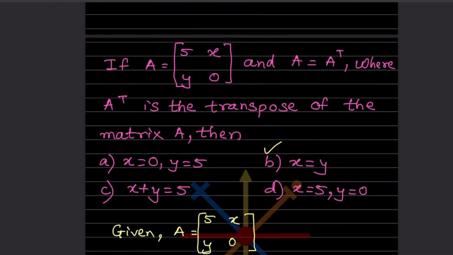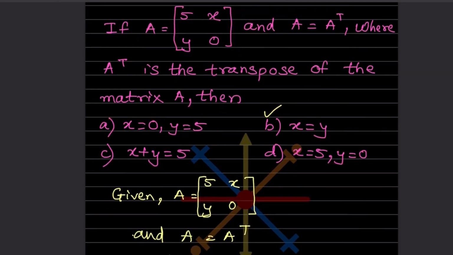Now the next one, we can see this is a transpose question. If A is equal to the matrix with 5, x, y, given, and A is equal to A transpose, when we write like this, it shows that A is the transpose of the matrix. So here A^T is the transpose of the matrix. Then these options are given.